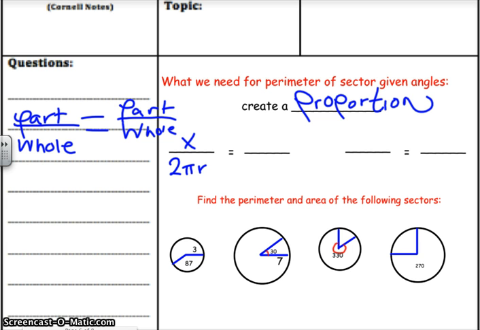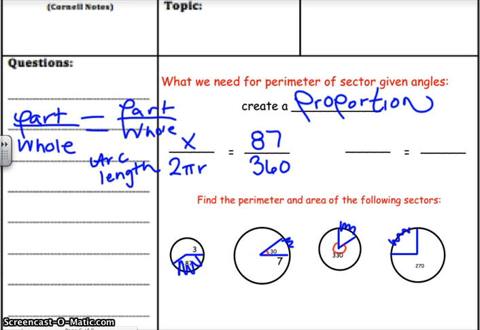Well, here we're given degrees. As 87, part of the whole degrees is to the whole degrees. How many degrees in a circle? 360. Part is to whole as part is to whole. And we go from there. So this is going to be your arc length. It's the part of your circumference. It's not the whole perimeter. It's just that part. So you'd still have to add the radius. Just that part and just that part.